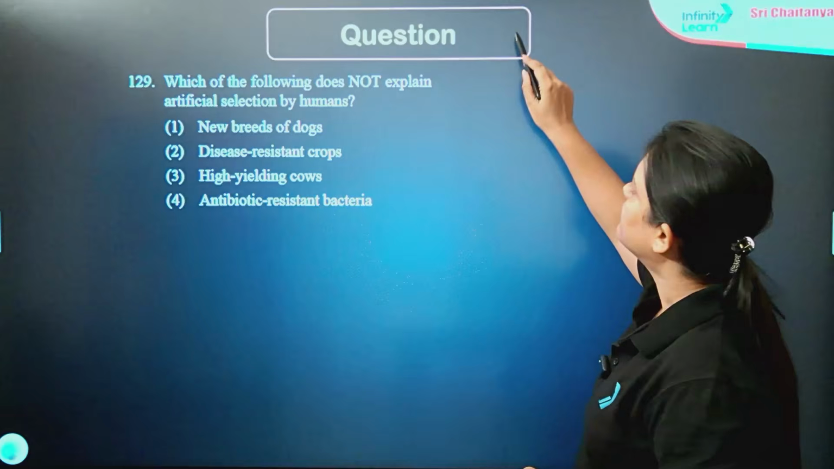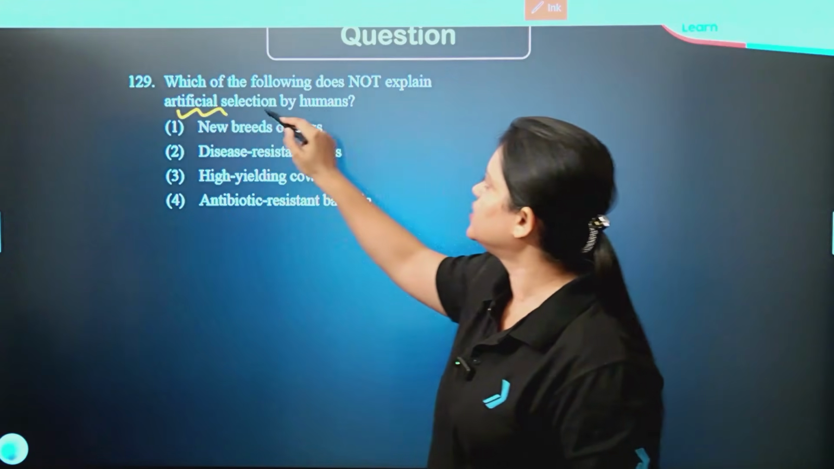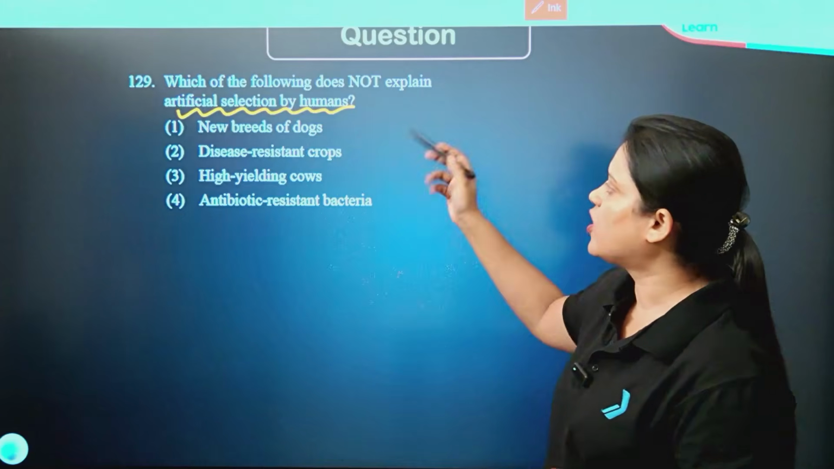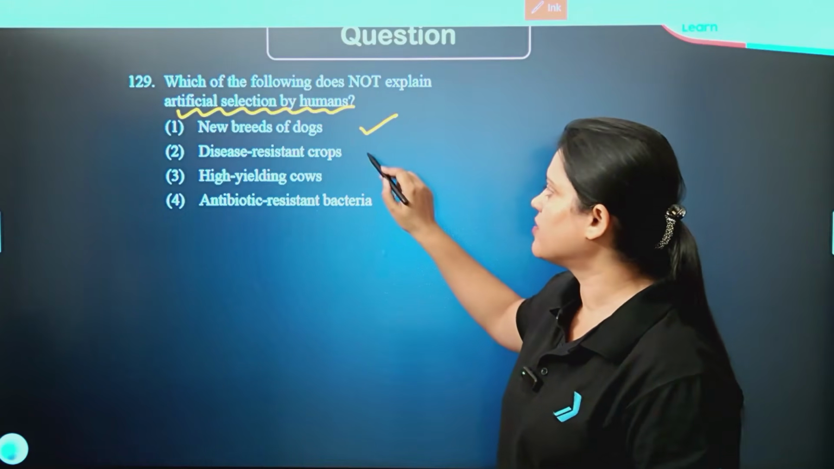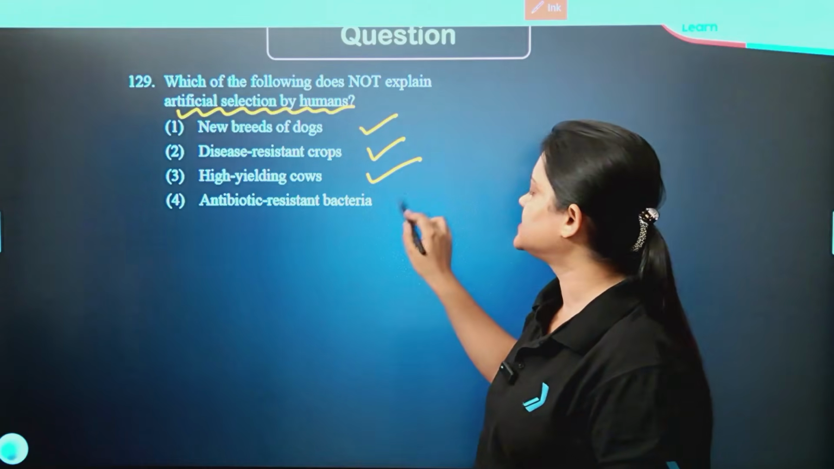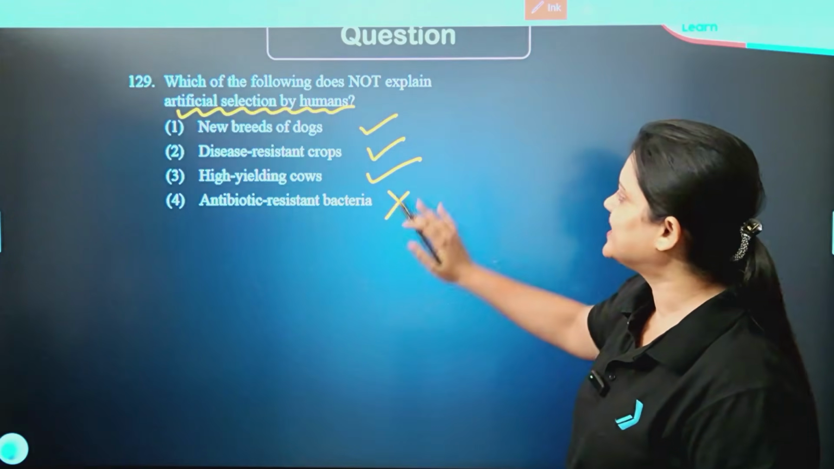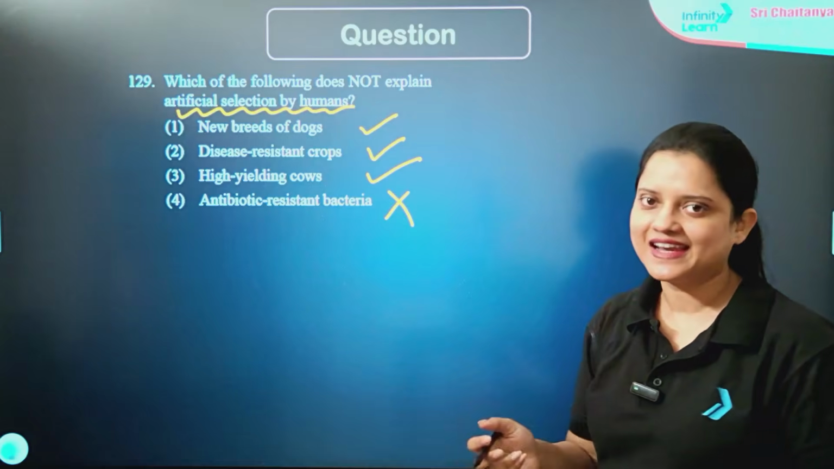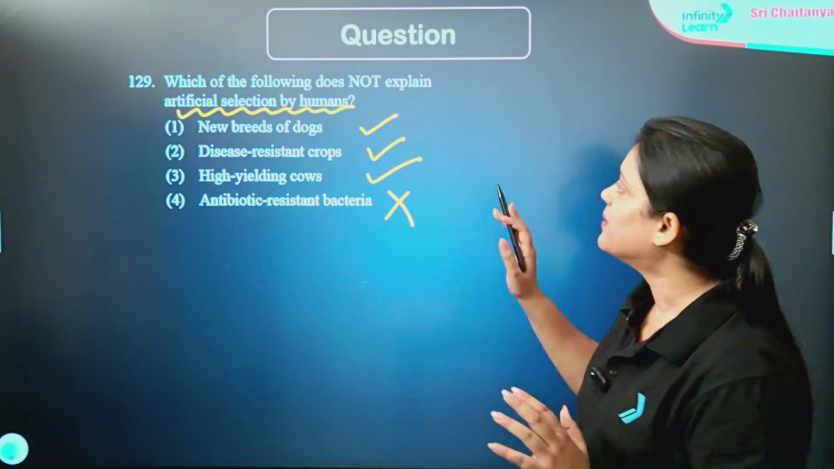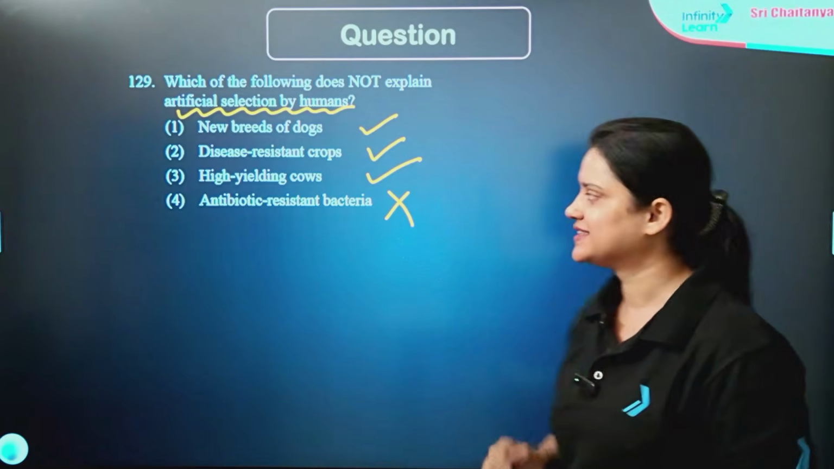Next question. Which of the following does not explain artificial selection in humans? New breeds of dogs we are developing, disease resistant crops we are making, high yielding cows we need. Antibiotic resistant bacteria we are not making, right? This is not done by humans. This is anthropogenic action, but it is not an example of artificial selection.